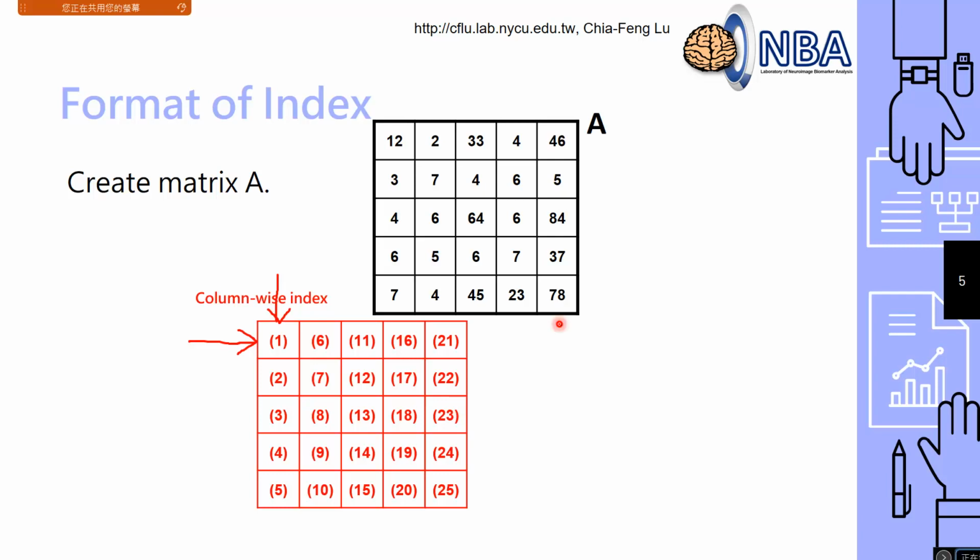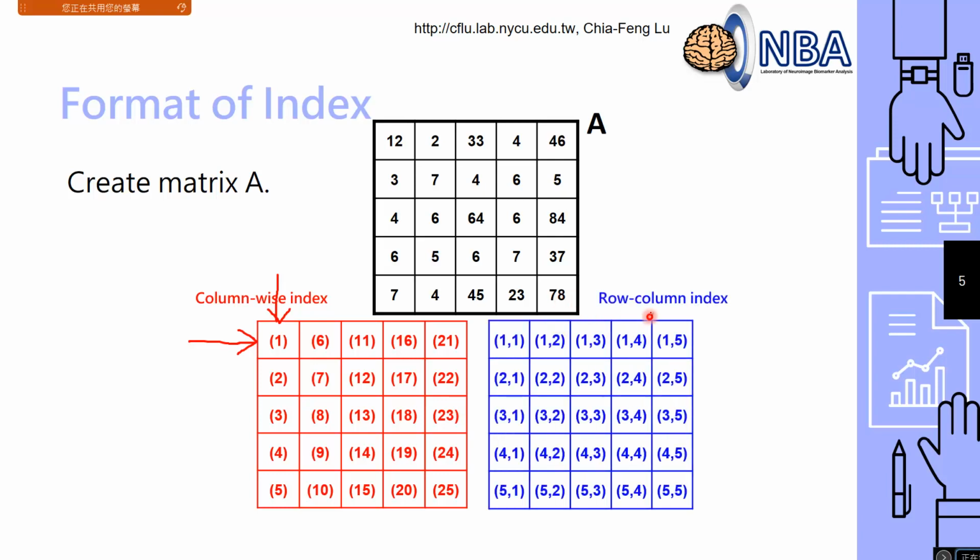So we do have another index system like this one. It is the so-called row and column index. Different from this one, which is solely based on the column-wise direction, this one considers both directions, row and column. I think all of you may be pretty familiar with this kind of system.